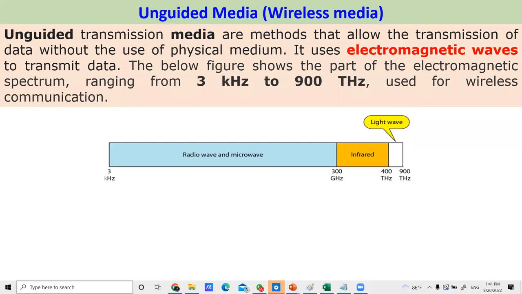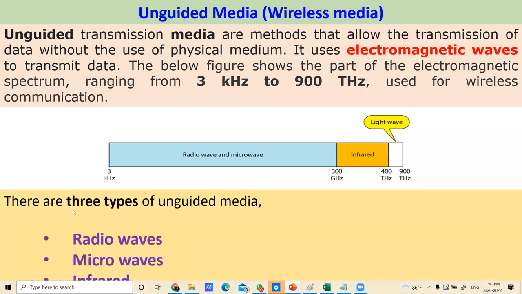Okay, back to the lesson again. This diagram explains three types of unguided medium. The first one, radio waves and microwaves, both available between 3 kilohertz and 300 gigahertz. Then infrared, another form of unguided medium, available from 300 gigahertz to 400 terahertz. Then at last, above 400 terahertz, light waves are available. Here we are going to discuss mainly these three types: radio waves, microwaves, and infrared.